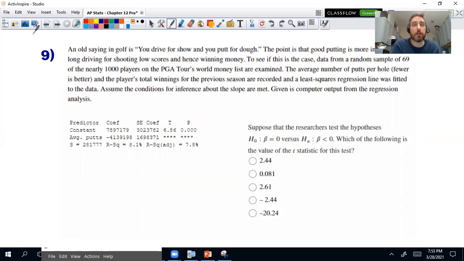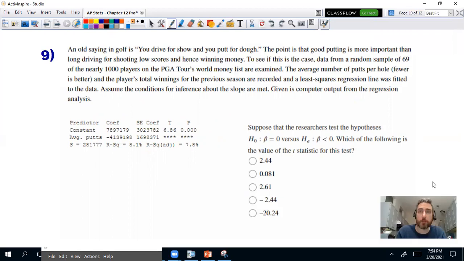All right, numbers 9 and 10 are dealing with the same scenario. An old saying in golf is you drive for show and you putt for dough. Now, I don't golf, so I've never heard that. The point is that good putting is more important than long driving for shooting low scores and hence winning money. That makes sense. To see if this is the case, data from a random sample of 69 of the nearly 1,000 players in the PGA Tour World Money list are examined. The average number of putts per hole, fewer is better, and the players' total winnings for the previous season are recorded, and a least squares regression line was fitted to the data. Assume the conditions for inference about the slope are met. Given is computer output from the regression analysis.